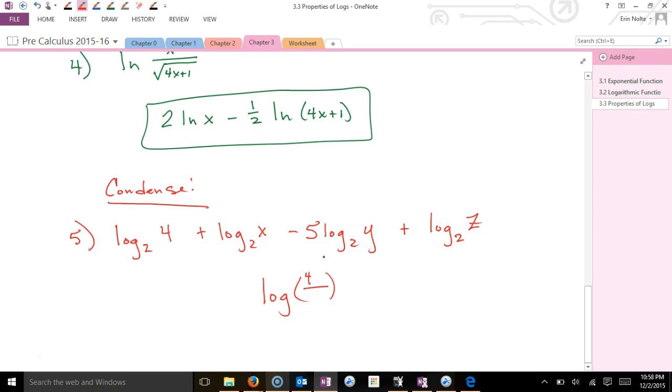On the second term with the x, where's the x going to go? The x goes on the top. What about my y? What exactly goes on the bottom with the y? Y to the 5th power, and it goes on the bottom. And what about my z? Does the z go on the top or the bottom? The top, because it's being added.